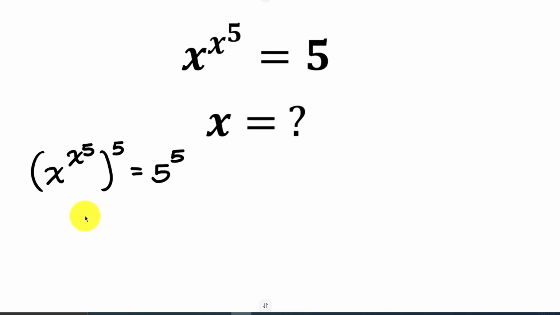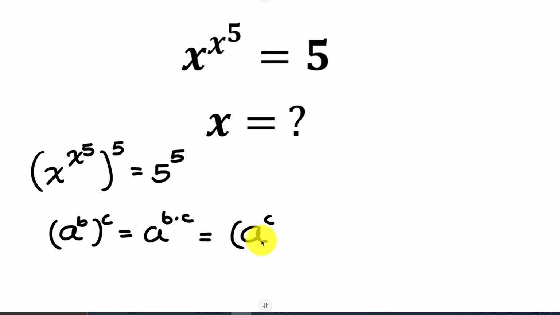Very good. Now let's apply this property of indices that says that when I have a to the power of b, raised to the power of c, this is the same as a to the power of b times c. That means the powers multiply. And since multiplication is commutative, that means this expression is the same as writing a to the power of c, raised to the power of b. Very good. So we transform from this to what we now have as this.